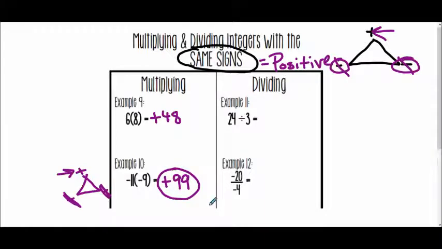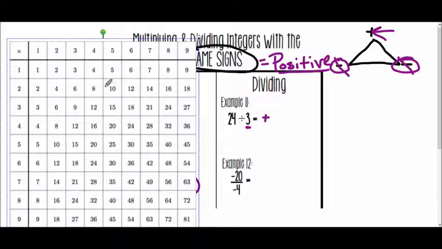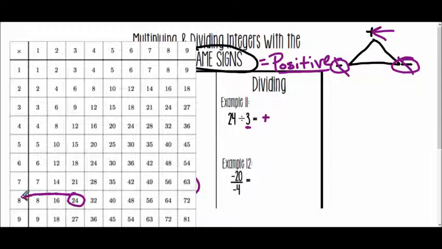Let's talk about dividing. So here I have a positive 24 divided by a positive 3. They're the same signs. It's a positive and a positive, which means our answer is going to be positive. And then using a multiplication table to do division, we're going to start in the column that is for 3 and look for the number 24. So here's my multiplication table. I'm going to go to the 3 column and go down to find 24. It's right here. And so that makes 8 our answer.